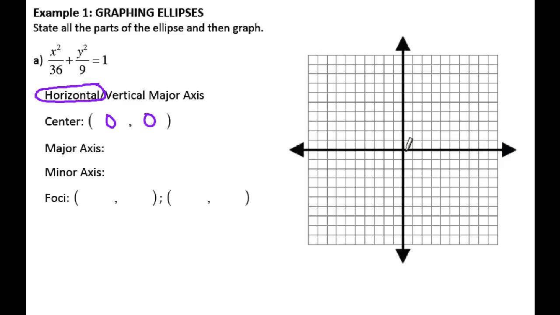I'm going to go ahead and plot my center. A squared is the bigger number, so since a squared is 36, a is going to equal 6. A is the distance between the center and the endpoint of your major axis. We know the major axis is horizontal, so if I move horizontally 6 units in both directions, that's going to create my major axis. So 1, 2, 3, 4, 5, 6. 1, 2, 3, 4, 5, 6. That means completely across, my major axis is 12 units.